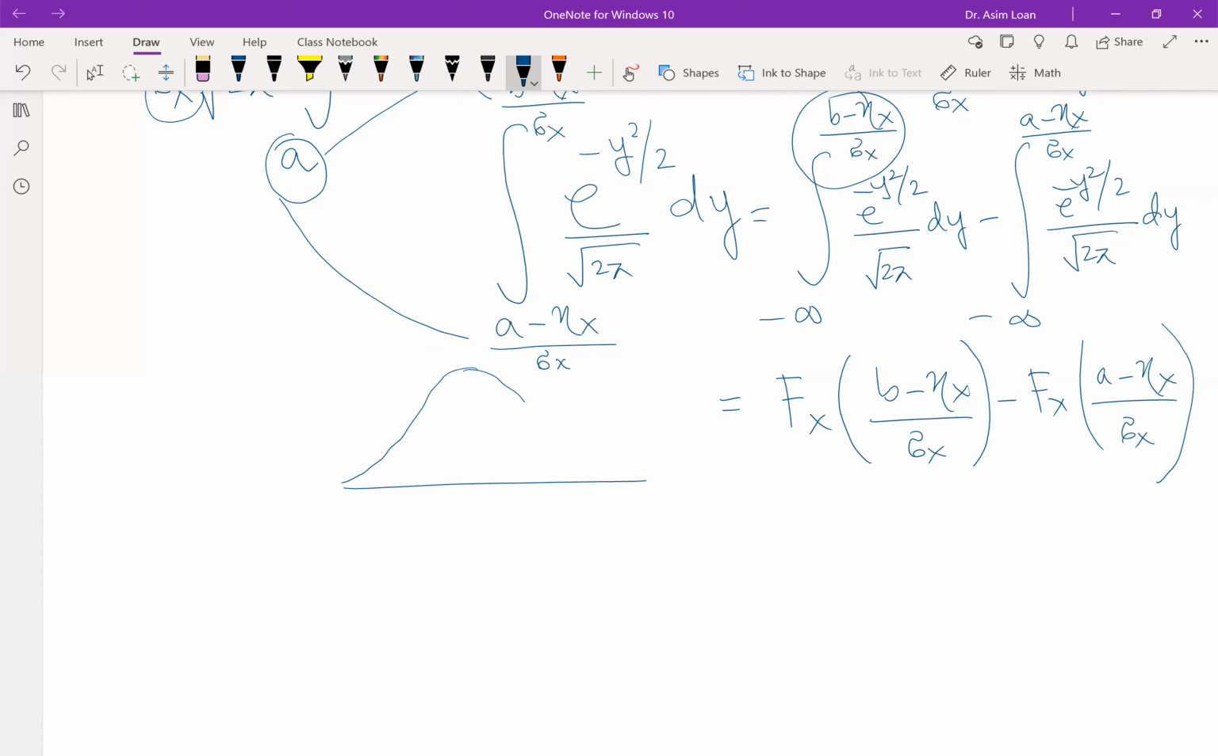This is the area between A and B. So if this is A and this is B, then this area is this one. So this is how you do a change of variable for the Gaussian case, and then you figure out how this works.